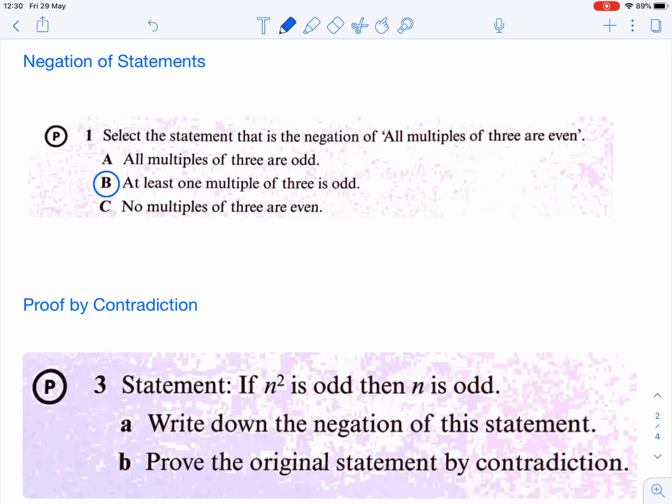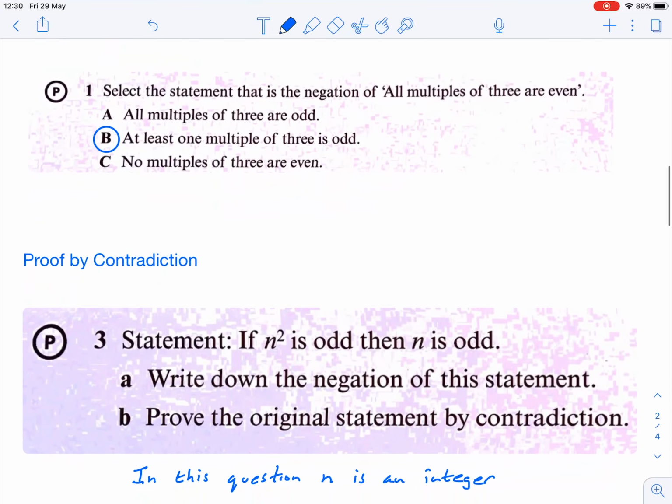Proof by contradiction. Statement: if n squared is odd, then n is odd. Write down the negation of this statement and prove the original statement by contradiction. Well, this is a badly worded question. There's something missing. Because suppose n squared was 5. N wouldn't be odd. It would be the square root of 5, which is not even a whole number. So this question doesn't make sense unless we preface it with the remark, in this question n is an integer.